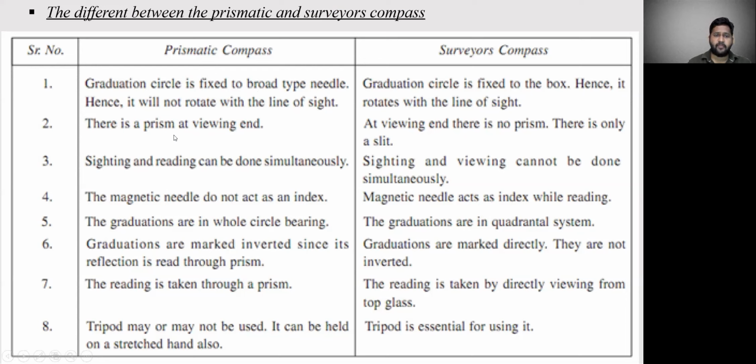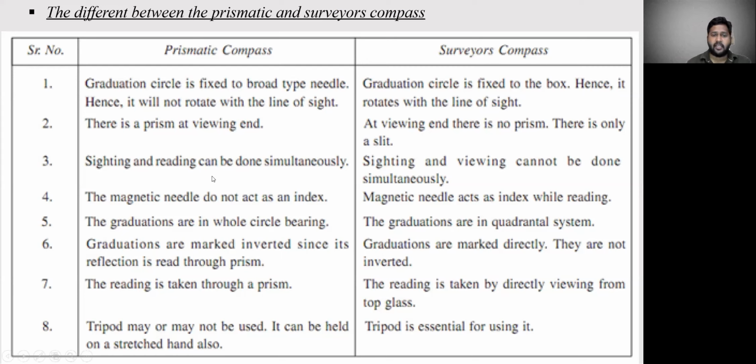In the prismatic compass, there is a prism at the viewing end. In the surveyor compass, at the viewing end there is no prism, there is only a slit. For the prismatic compass, there is a prism where we place the eye to view the particular station, whereas in the surveyor compass there is only a small opening, called a slit.